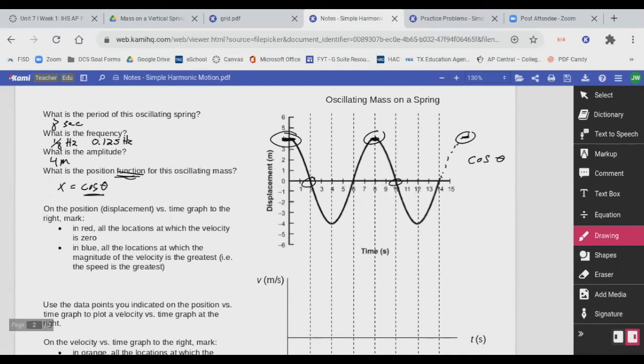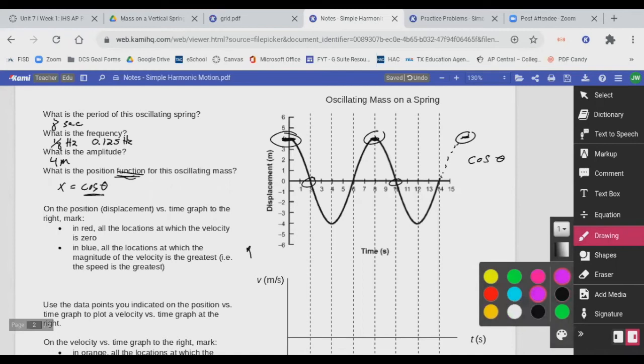All right, let's look at what it's telling us to do on the position displacement versus time graph. Mark in red all the locations in which the velocity is 0. Okay, so if we want to mark this drawing, we need red. Did that give me red? Nope. All right, so I'm not going to worry about the colors. Let's see if I do purple. Oh, there's red. Okay, so where the velocity is 0, we know the velocity is 0 here, here, here, there, and there, right? The velocity is 0 at the troughs and the crests.